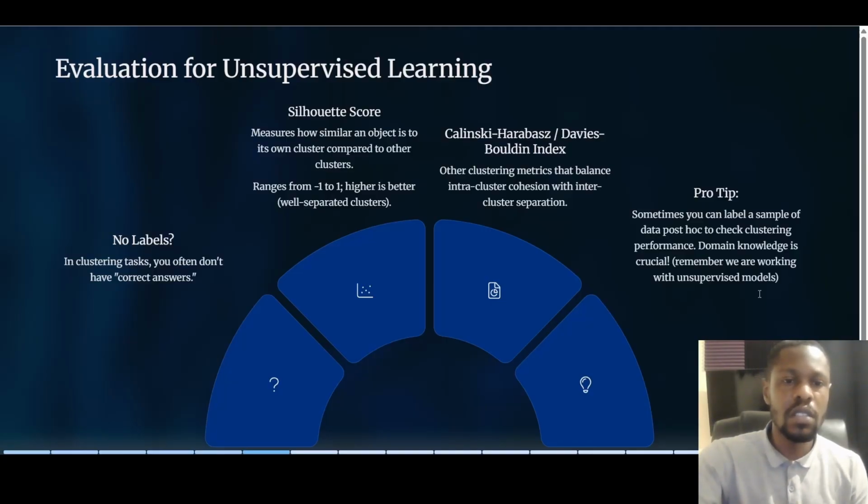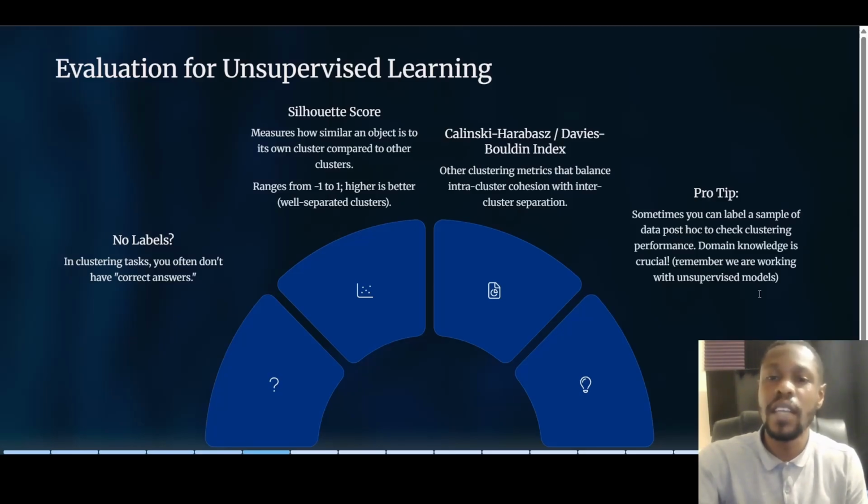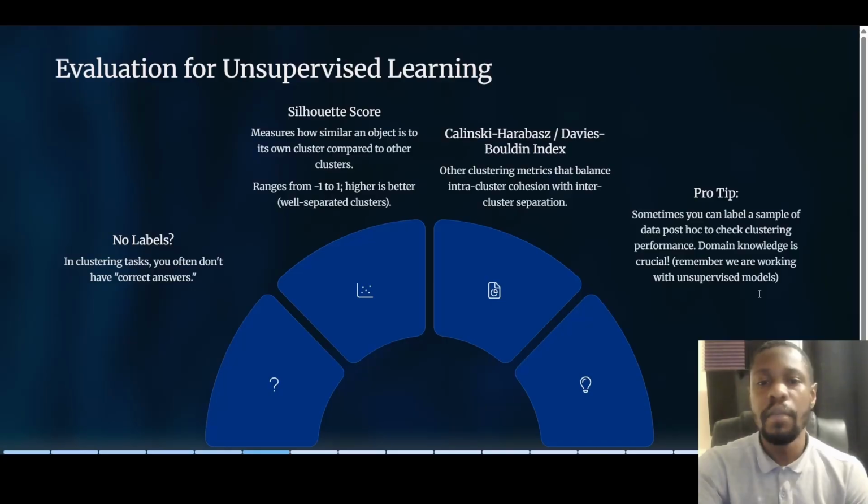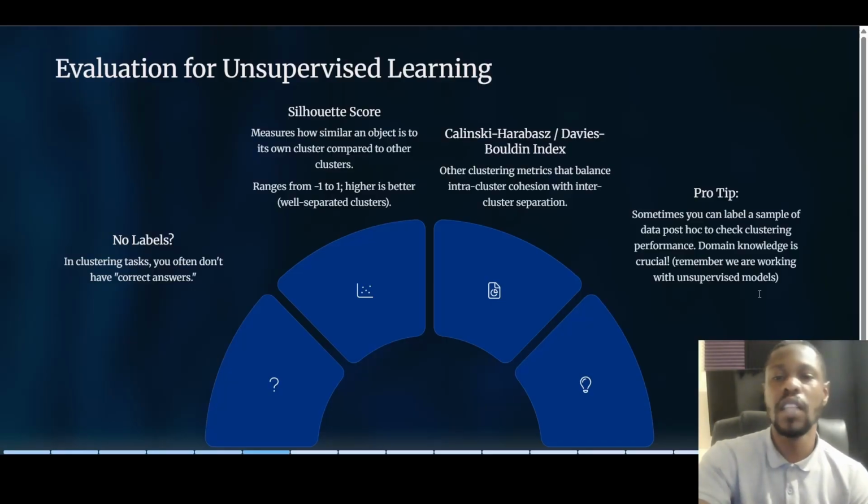In clustering tasks, you often don't have the correct answers. So we have these different methods known as, for example, silhouette score, which we're going to take a look at, as well as Calinski-Harabasz and the Davies-Bouldin index methods. So silhouette score measures how similar an object is to its own cluster compared to other clusters, and it ranges from -1 to 1, higher is better, meaning well-separated clusters. We have the Calinski-Harabasz and Davies-Bouldin index. So these are other clustering metrics that balance intra-cluster cohesion with inter-cluster separation.